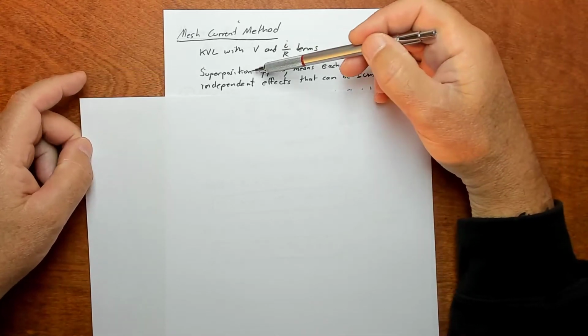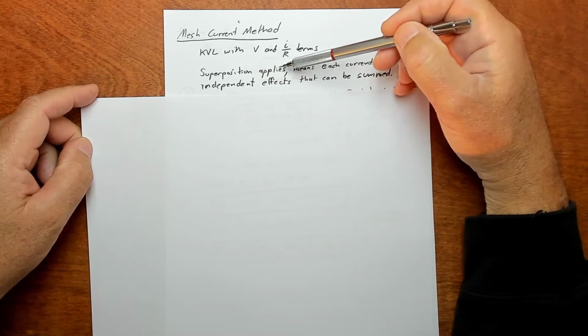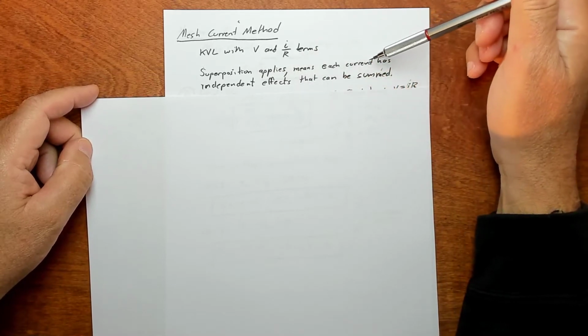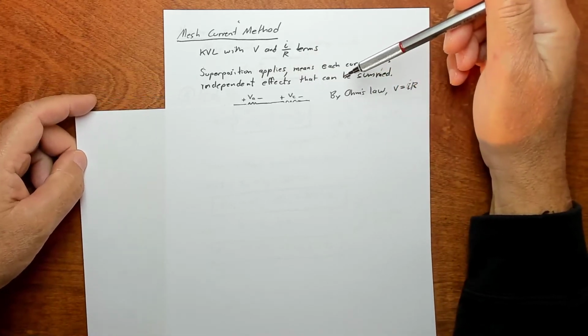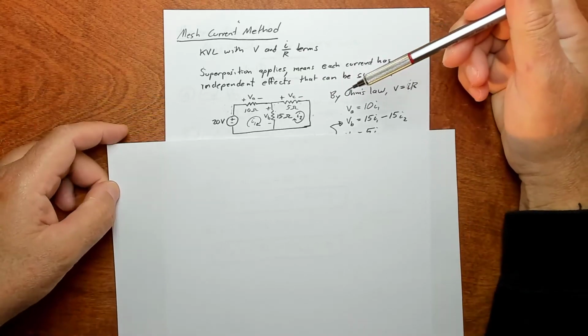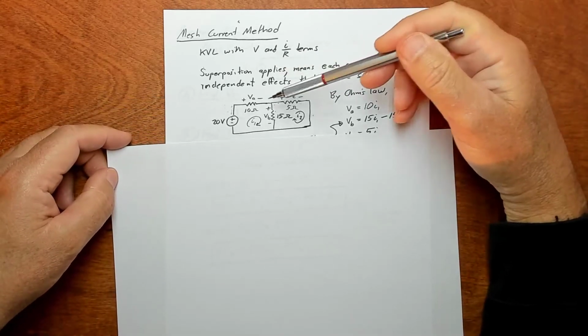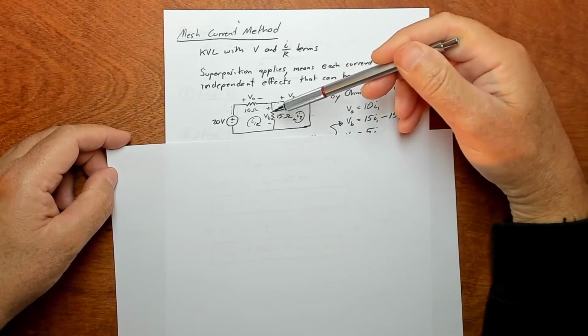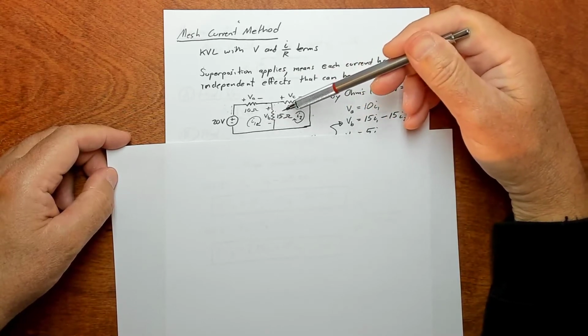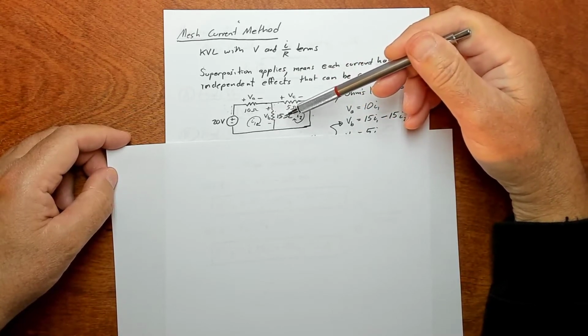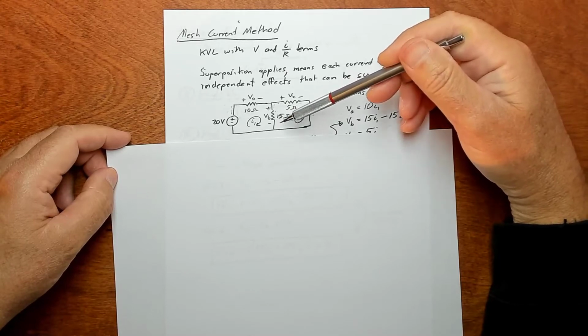Okay, then there's something called superposition, which basically means that each current has independent effects and can be summed. I'll show you what that means. So here's this very same circuit from before, except now we're going to use KVL, and that is, we're going to use mesh current method.